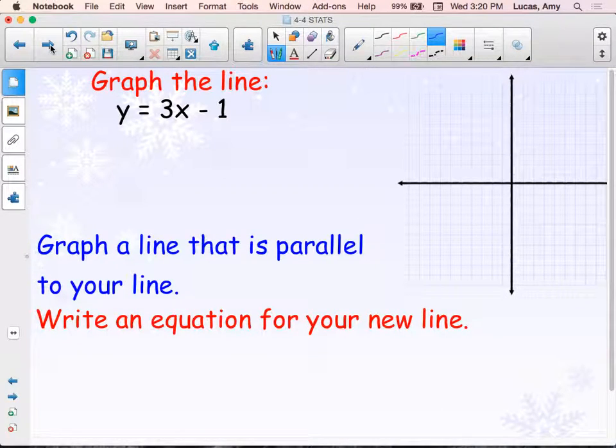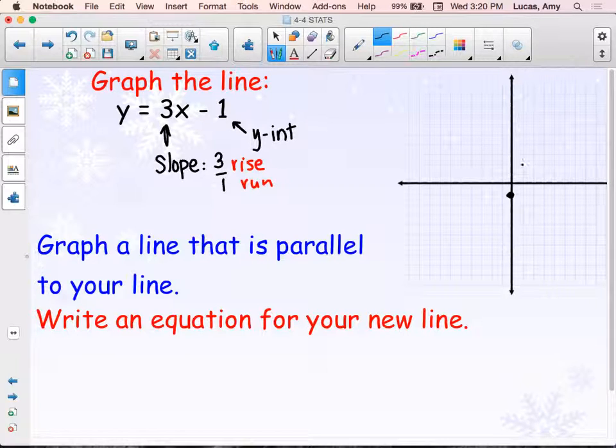Okay, now we're switching gears here. I want you to graph the line y equals 3x minus 1. So the slope is 3, or 3/1, and the y-intercept is -1. So I start out at -1 on the y-axis, then I use the slope, because slope is rise over run. From that intercept, I rise 3, run 1 to the right. Rise 3, run 1. So here is my original line.